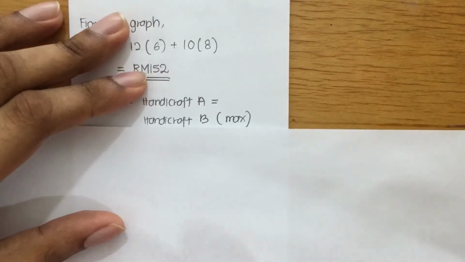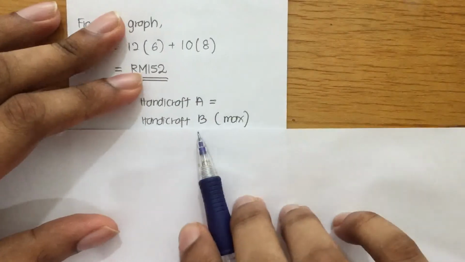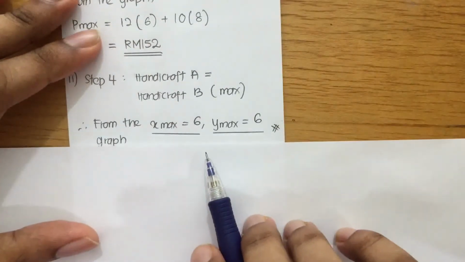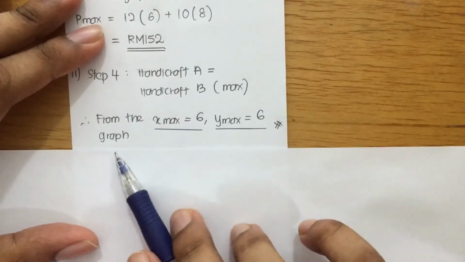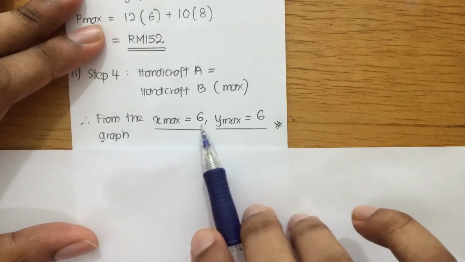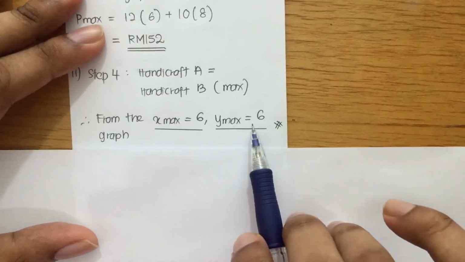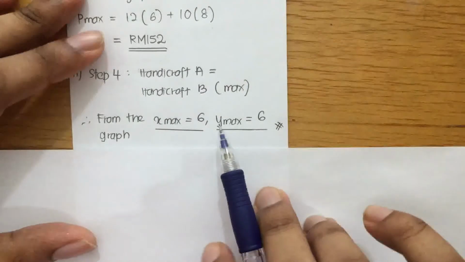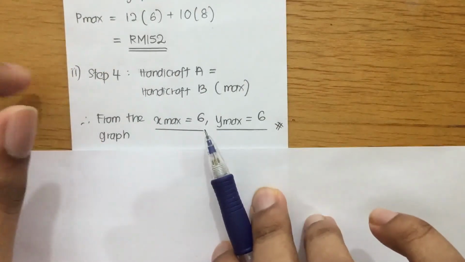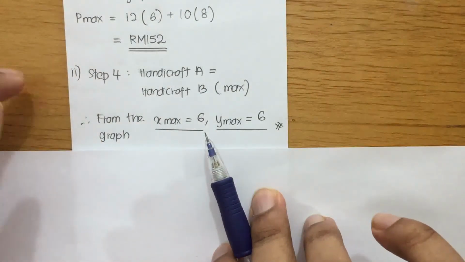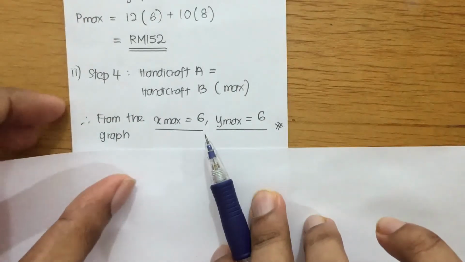So for handicraft A and handicraft B to have the same value, from the graph we can find that your x max equals 6 and your y max equals 6. So this will be your final answer, guys. Let me put back the question paper for your reference. Please hold on for a moment.